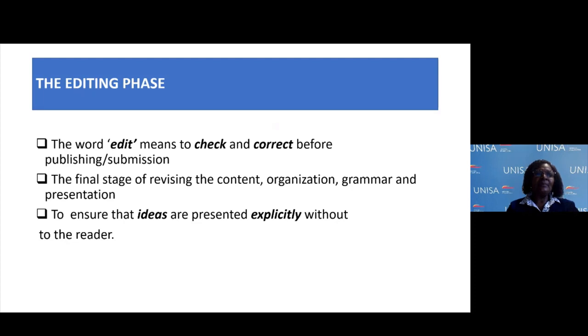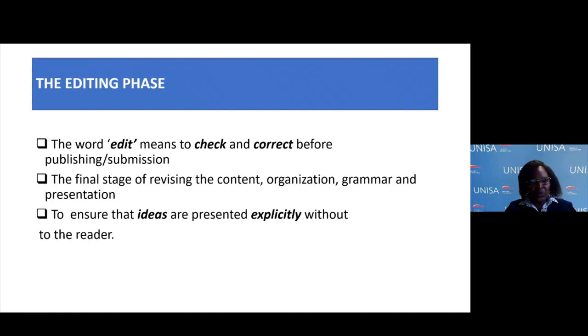Then you come to the editing phase, which is the last leg of your writing. The editing phase is also very, very critical, because the word edit, remember now you had your draft 1, 2, 3, whatever draft, up until you said, okay, I'm happy with this draft. Now you go back to your draft and you edit it. Edit simply means to check and to correct before you click that submit button of your portfolio or of your assignment. So before you even think of clicking the send button, you need to give yourself time, hours, to edit your work.